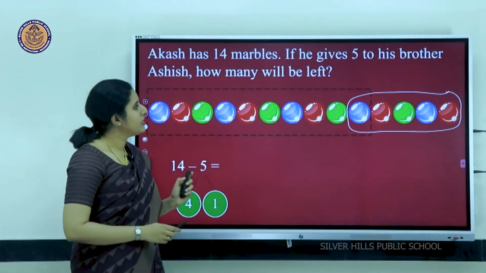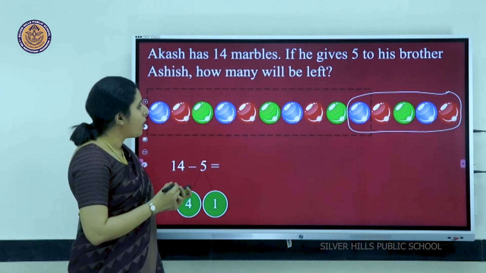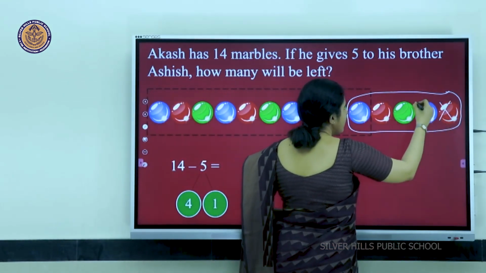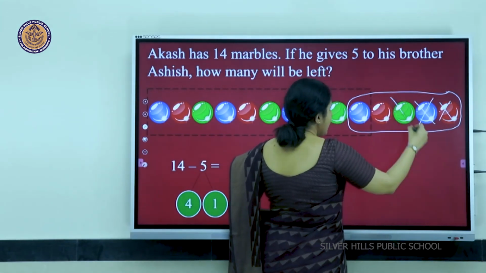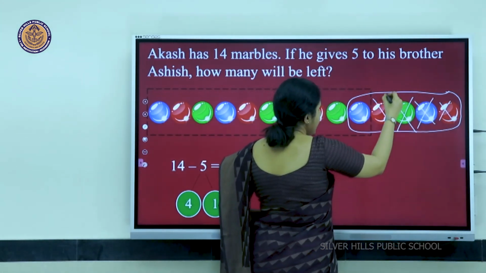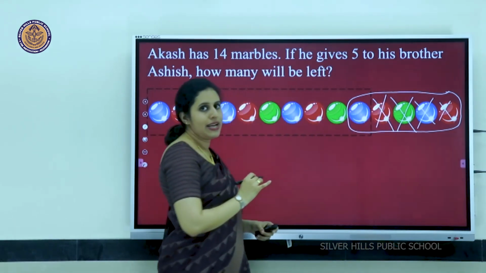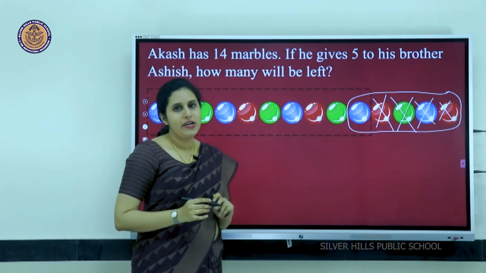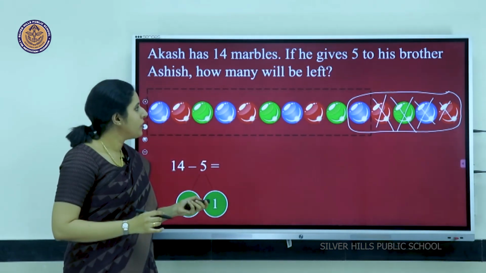Okay. 4 marbles are taken away from the ones side and 1 marble has to be taken away from the 10 group. First we will take away 4 marbles from the ones side. 1, 2, 3 and 4. See, all the marbles on the ones side are now gone. So, from 14 marbles, 4 are taken away from the ones side. How do you write that?